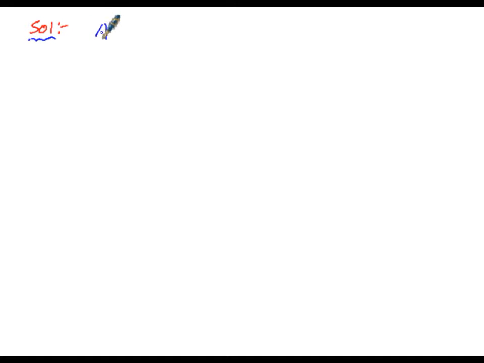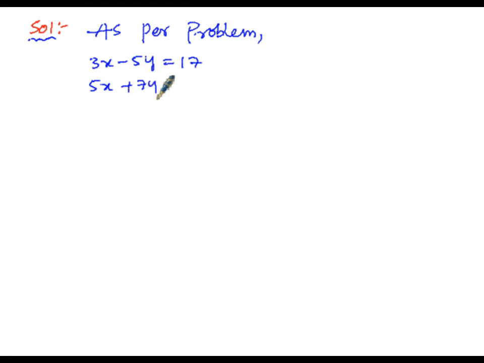So here, as per the problem, the given two linear equations are: one is 3x minus 5y equals 17, and the second linear equation is 5x plus 7y equals 13. So this is equation number 1, then this is equation number 2.